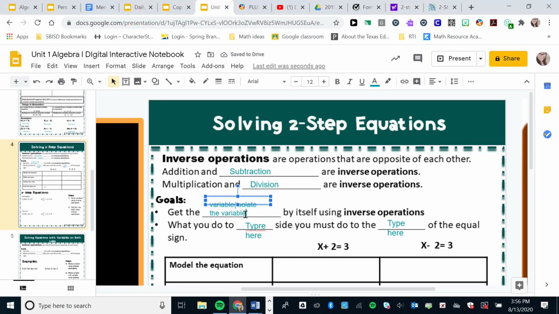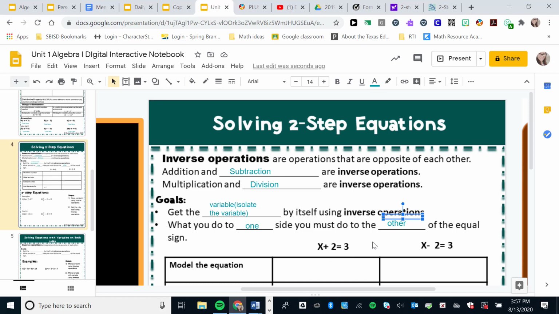The other thing that we have to remember whenever we're solving an equation is that what you do to one side, you must do to the other side. Okay? So what you do to one side, you must do to the other side. And whenever I say that, some of my students are like, Miss, what are you talking about? So we're talking about the equal sign. So what you do to one side of the equal sign, you have to do to the other side of the equal sign.